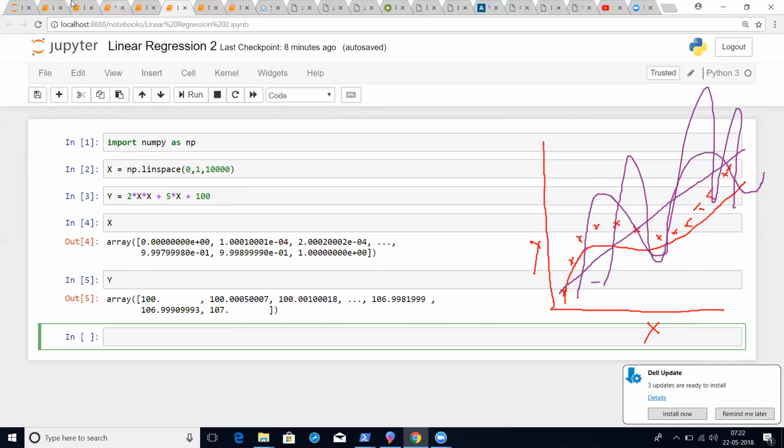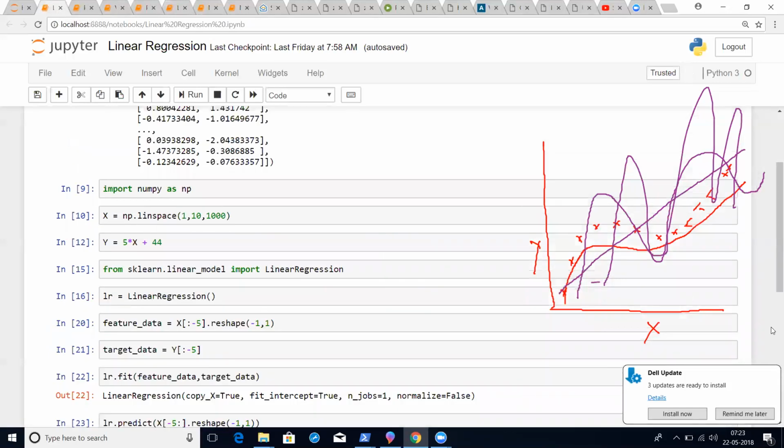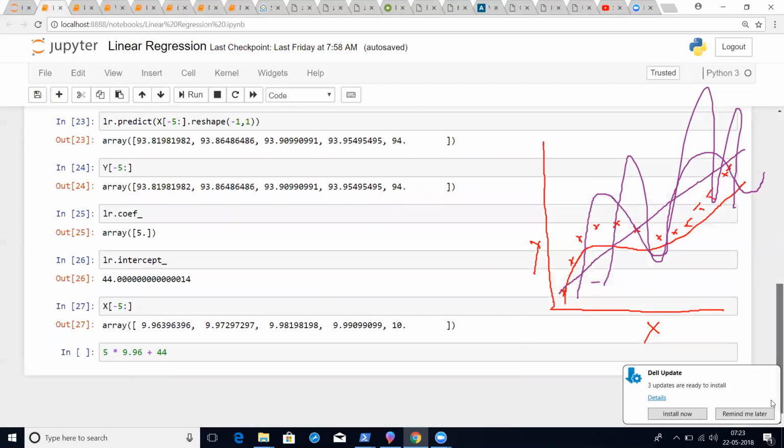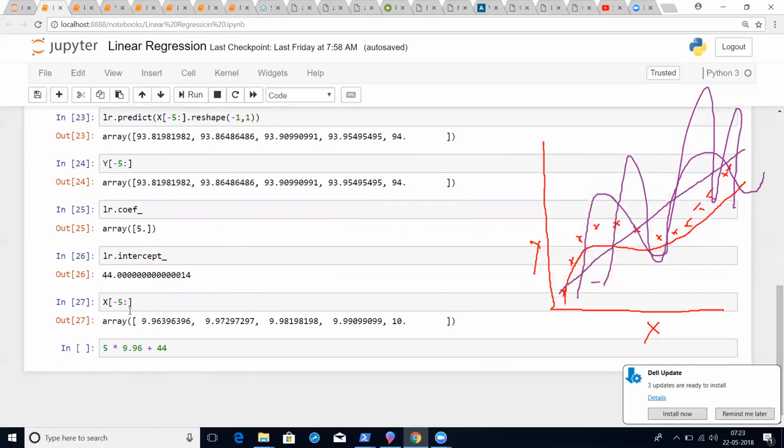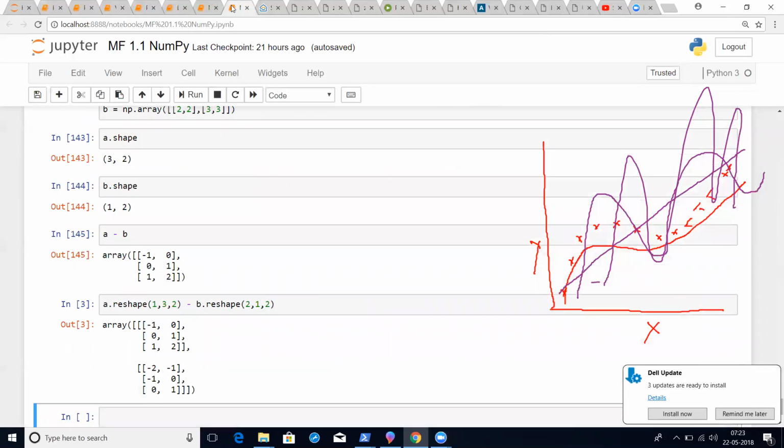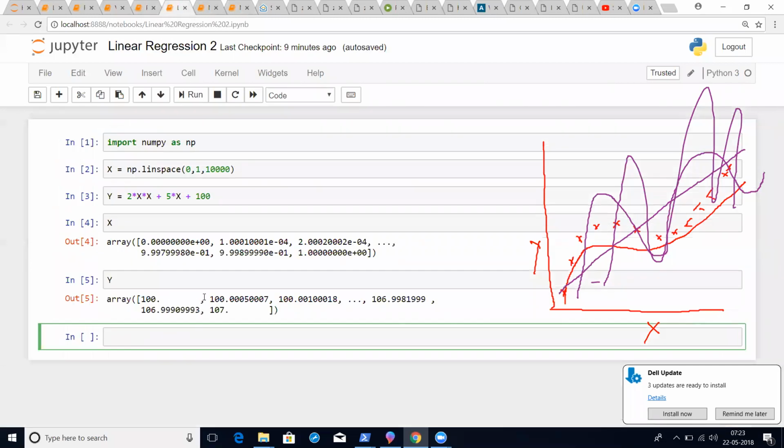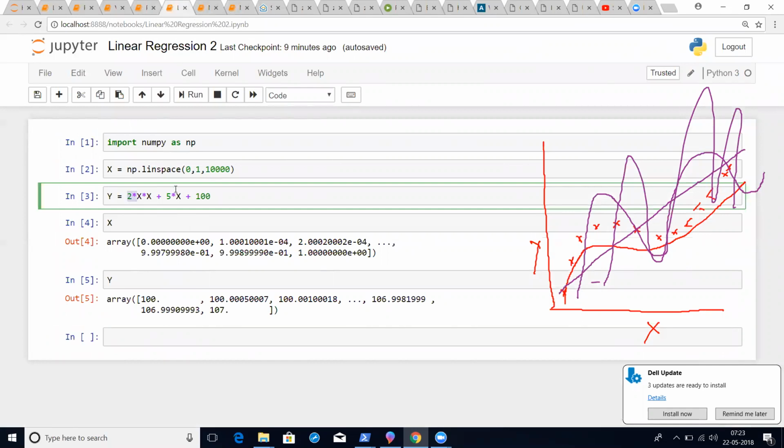Remember in the earlier case, just keep comparing with the earlier case, our algorithm finally predicted 5 and 44, isn't it? So we predicted 5 and 44, right? So in this case, what will you predict? We'll predict 2, 5 and 100.